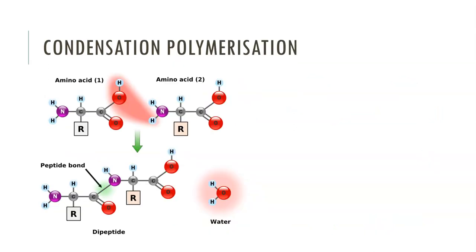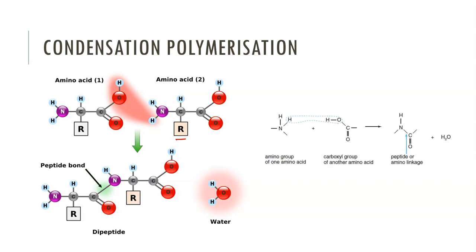This is another way of looking at it. Looking at this, it is important to notice that nothing changes with our R groups. During condensation polymerization, our R groups remain the same. It is just the amino from one amino acid and the carboxyl from another amino acid that form the new peptide bond.